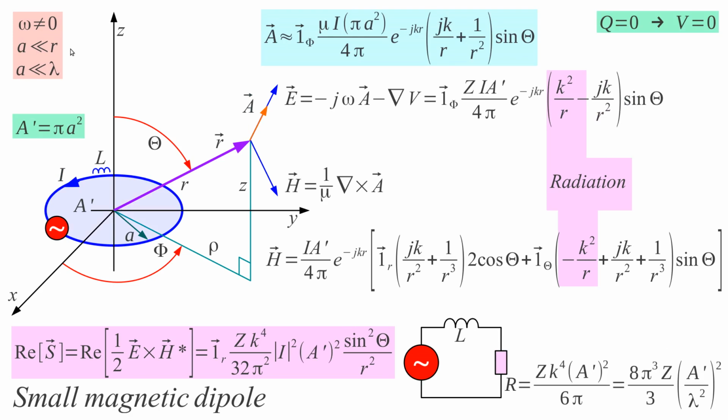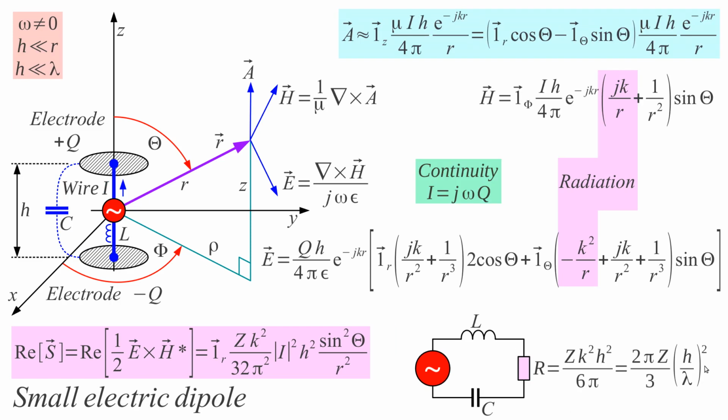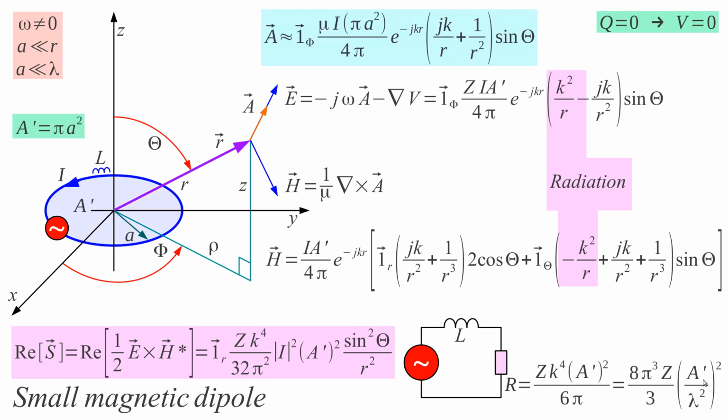And similarly for the loop. We calculate this for a loop with a small radius, so the area a' of this loop is very small compared to lambda squared. Also here we have a' divided by lambda squared, and all this is squared. So also here we have a very small radiation resistance. We had milliohms here, we had micro-ohms here. Perhaps the loss resistance of this coil, of this inductor, is in the range of ohms. So that's the reason for the very poor efficiency of this antenna.